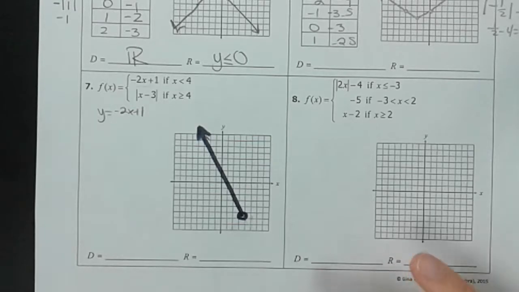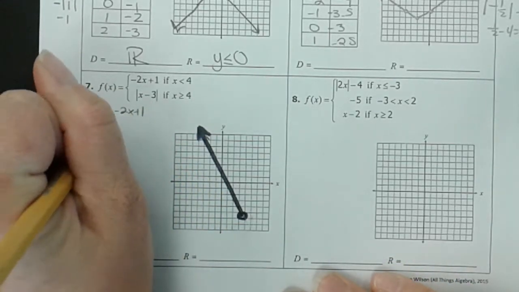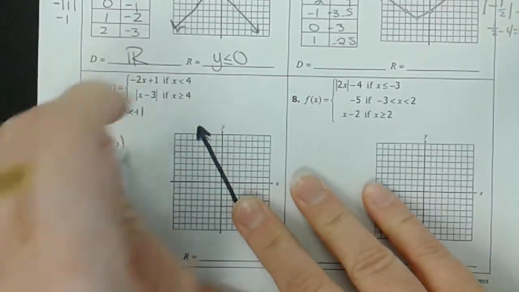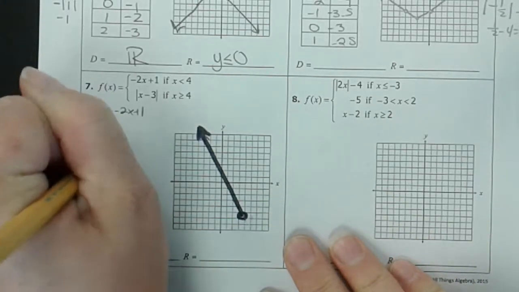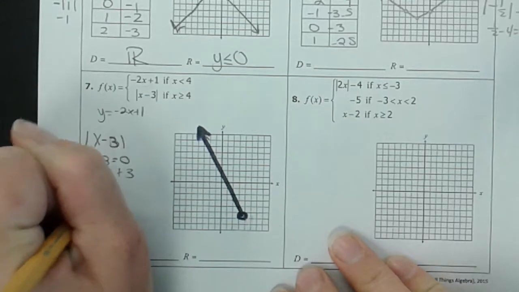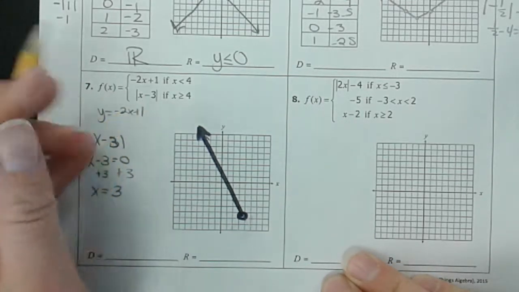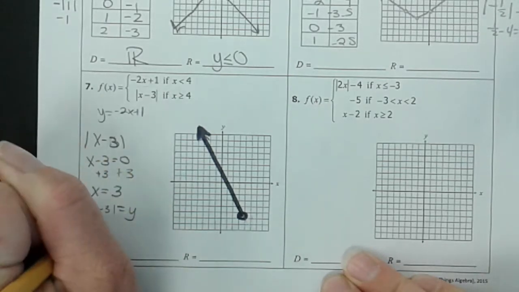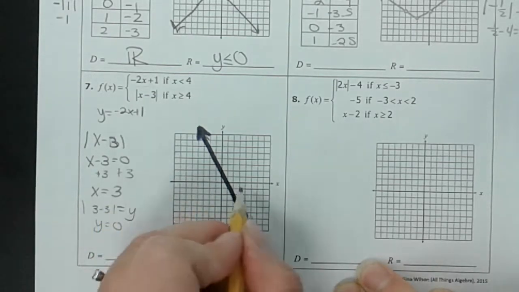All right, now let's graph the other function. This is an absolute value function. X minus 3, that's a 3. Okay, so we say x minus 3 is equal to 0. We add 3 to both sides, so the x-coordinate of our vertex is 3. And when we plug that back into our function, we have the absolute value of 3 minus 3, y equals 0. So our vertex is at (3, 0).